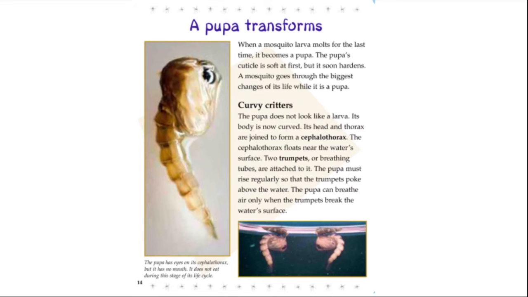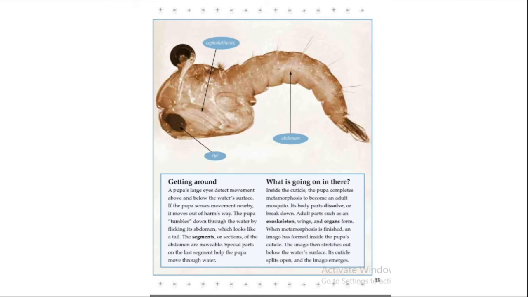Two trumpets, or breathing tubes, are attached to it. The pupa must rise regularly so that the trumpets poke above the water. The pupa can breathe air only when the trumpets break the water surface. Getting around. A pupa's large eyes detect movement above and below the water's surface. If the pupa senses movement nearby, it moves out of harm's way. The pupa tumbles down through the water by flicking its abdomen, which looks like a tail. The segments, or sections, of the abdomen are movable. Special parts on the last segment help the pupa move through water.